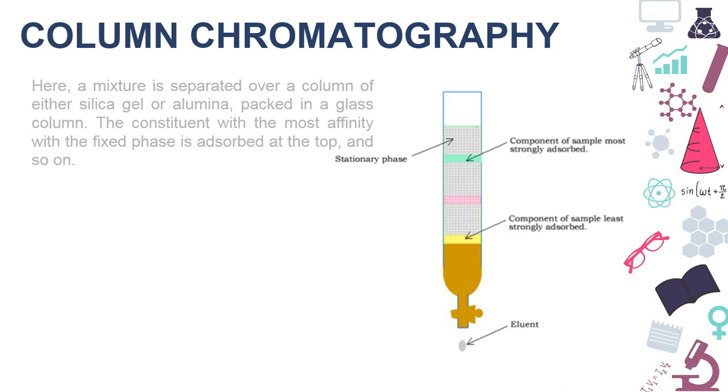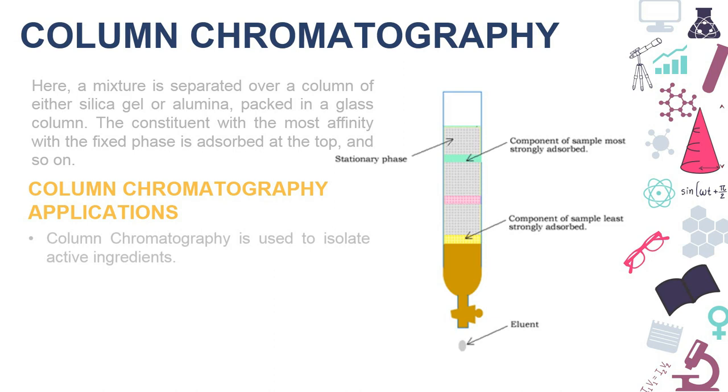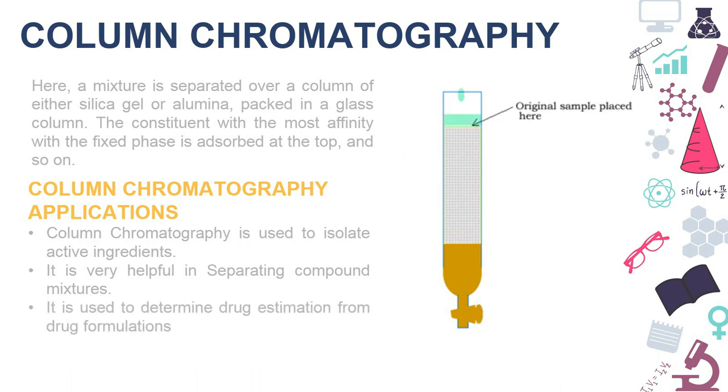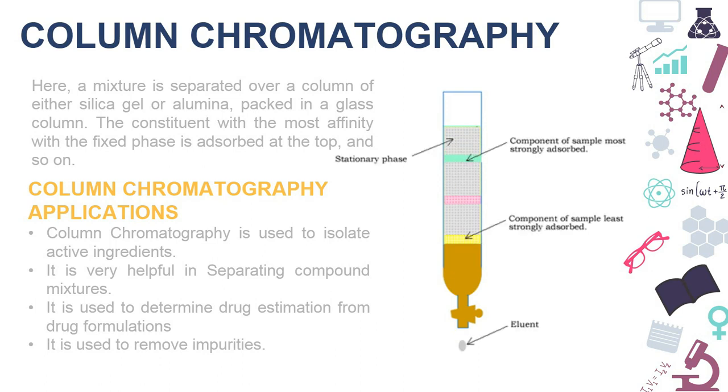So this is column chromatography. Column chromatography also has certain applications: it is used to isolate active ingredients, and it is helpful in separating compound mixtures. It is also used to determine drug estimation from drug formulations, and to remove impurities. As it is clear that it is a purification method, obviously it will help to remove impurities as well.